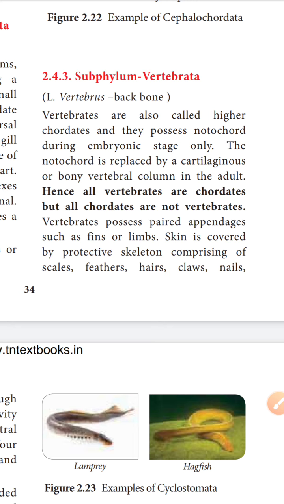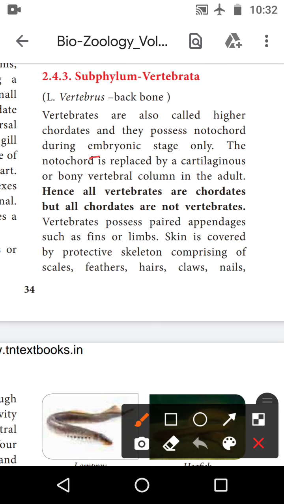Vertebrates means the backbone. Vertebrates are called the higher chordates, and they possess the notochord during the embryonic stage only. So the notochord is present but only in the embryonic stage. The notochord is replaced by a cartilaginous or bony vertebral column in the adult. All vertebrates are chordates. Okay, listen carefully. All vertebrates are chordates, but all chordates are not vertebrates.